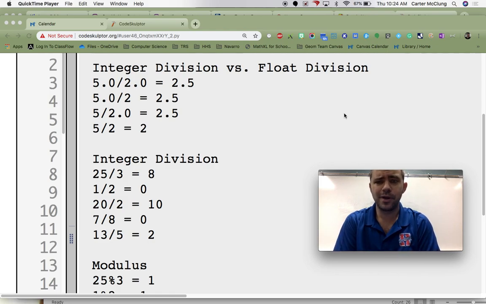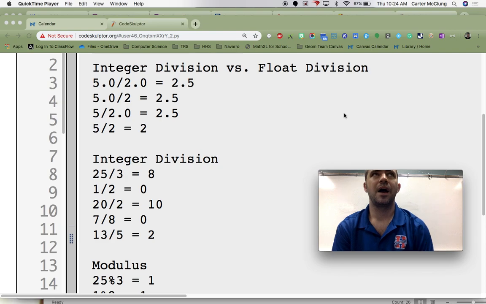We're going to learn something new. We're going to start off talking about division. I guess before we get into division, we need to talk about something that goes on in Python.